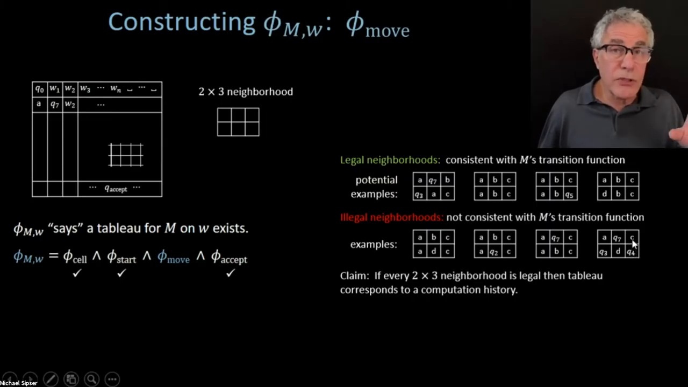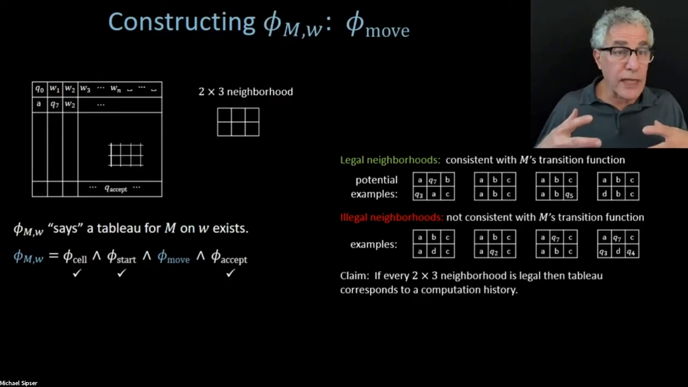Because if this was a 2 by 2 neighborhood, if you just look at these 4, this leftmost 2 by 2 could be a legal neighborhood if the rules of the machine allowed for that. And the right 4 cells could also be a legal neighborhood. So you could have something that looks okay from the perspective of 2 by 2 neighborhoods, but globally, in terms of the overall tableau, is completely nonsensical because it has multiple heads.